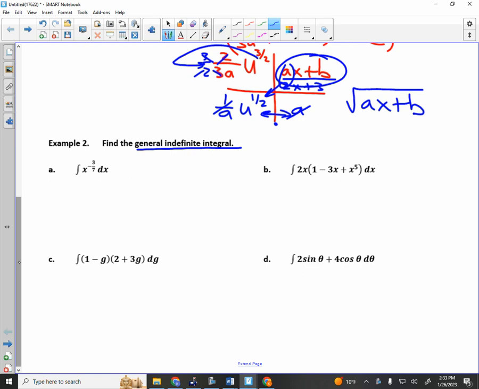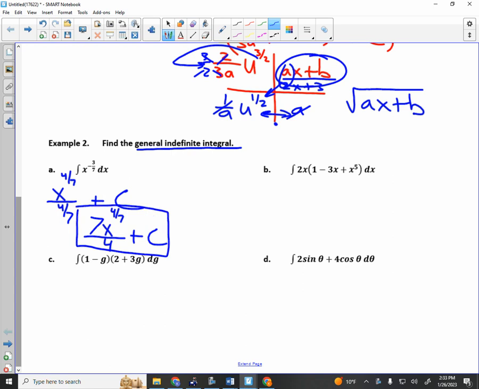We will add 1, x to the 4/7 if we add 1, divided by 4/7 plus c. I don't leave a complex fraction, so I'll multiply by the reciprocal. 7x to the 4/7 over 4 plus c. That's the antiderivative.